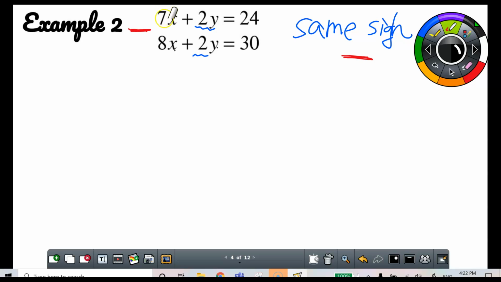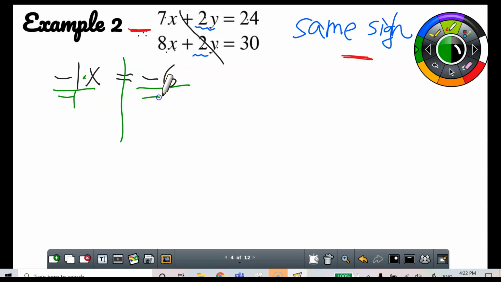So first pair, 7 subtract 8 gives you -1x. Second pair, 2 subtract 2 gives you 0. You eliminated one variable and the equal sign. On the other side, 24 subtract 30 gives you -6. So you have this simple equation. So keep solving for x by getting rid of the -1 by division because it's a multiplication relationship. Do the same on the other side, divide by -1. So we have x equals 6.